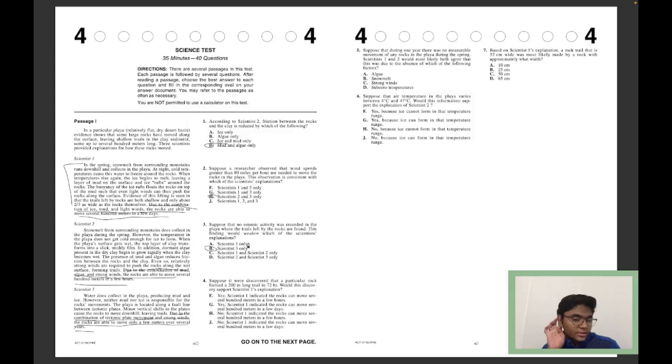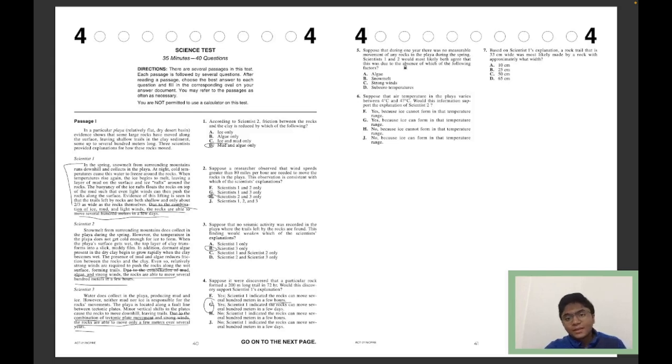Suppose we discovered that a particular rock formed a 200-meter long trail in 72 hours. Would this support their explanation? Well, if you remember, scientist 1 is saying that they move several hundred meters in a few days, and 72 hours is a few days. So yes. This one says few hours. So the answer should be G because it says yes, and it agrees with what scientist 1 says.